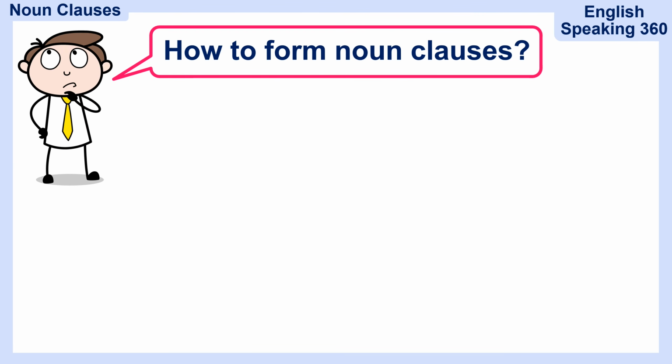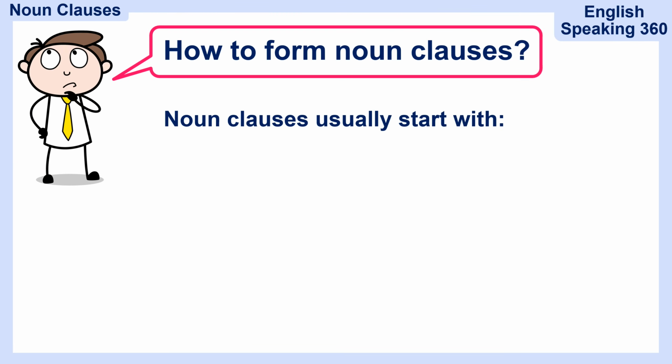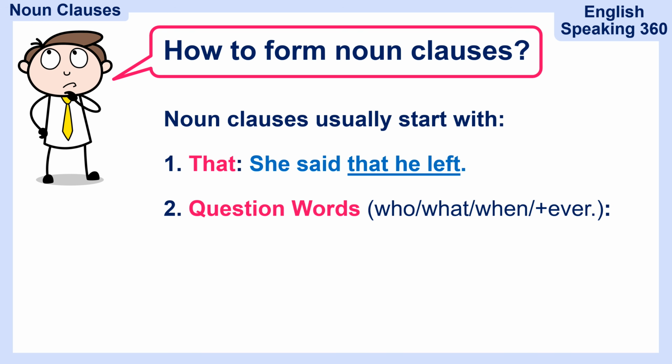How to form noun clauses. Noun clauses usually start with that. So that is the most basic one. She said that he left. They can also start with question words like who, what, when, where, and you can also match the question word with ever: whoever, whatever, whenever, wherever. For example, tell me why you're late. Tell me what? Why you're late.